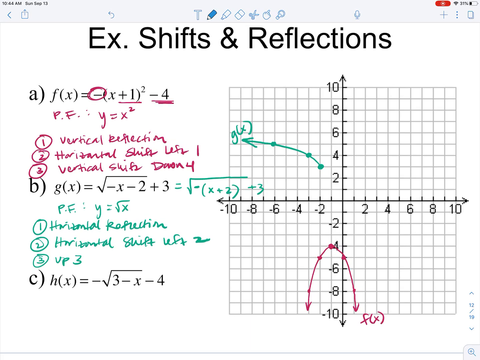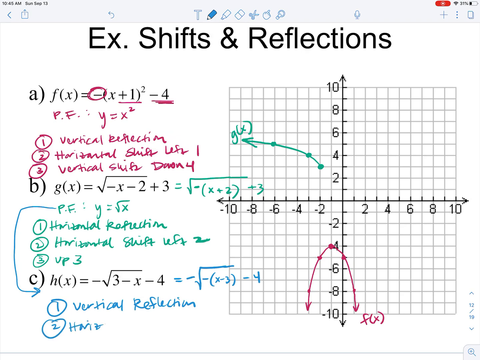And the parent function for h of x is the same. Interesting, I wonder why I did that. It's also the square root of x. And it looks like there is a vertical reflection. Ooh, notice, this is why I did this, that there is something happening to the x. We can see that there's a horizontal shift, but notice that that's -x. We need to make sure that we factor out the negative so that we can see the actual horizontal shift.